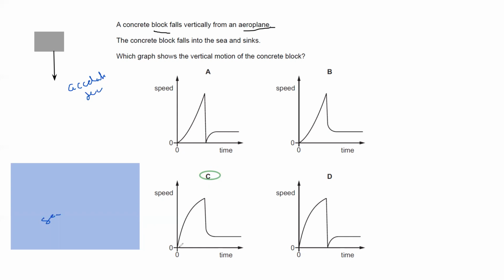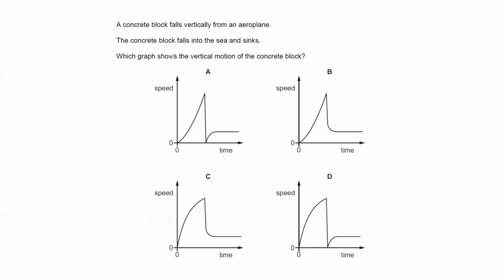So which graph is showing acceleration is decreasing? C and D are showing acceleration is decreasing. And then when it hits the sea, the object will slow down because sea water will apply more force. So it will slow down and it will move at a lower terminal speed. So the correct answer for this one is C. Is it clear why C is the right answer?